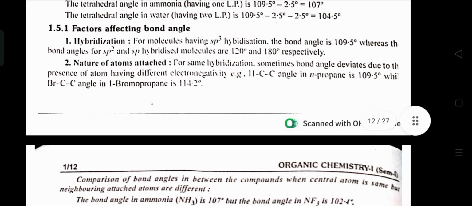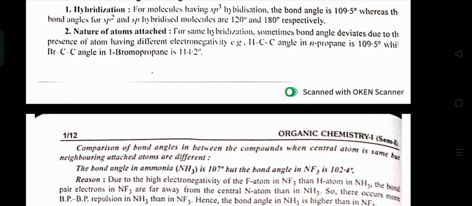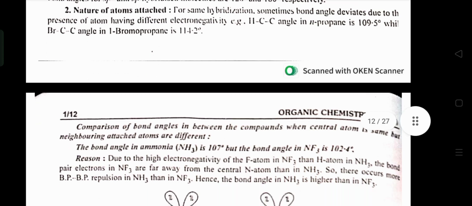Factors affecting bond angle. Hybridization: for molecules having sp3 hybridization, the bond angle is 109.5 degrees, whereas the bond angles for sp2 and sp molecules are 120 and 180 degrees respectively. Nature of the atom attached: for the same hybridization, sometimes the bond angle deviates due to the presence of atoms having different electronegativity. The H-C-S angle in n-propane is 109 degrees, while the Br-C-C angle in 1-bromopropane is 114.2 degrees.